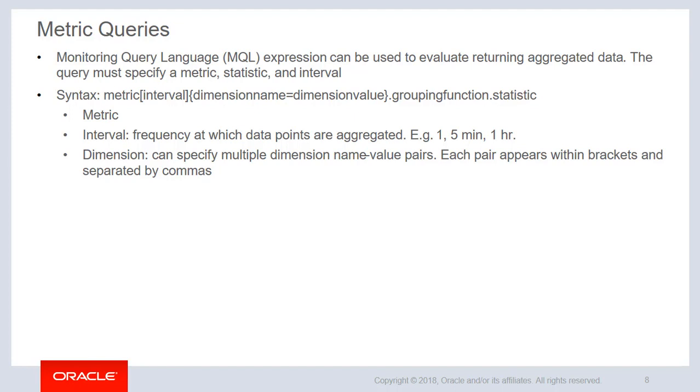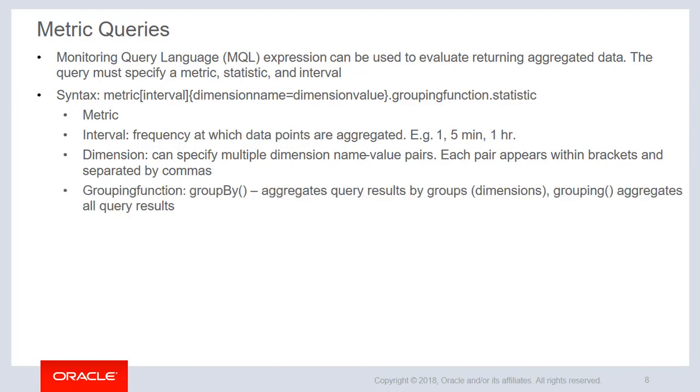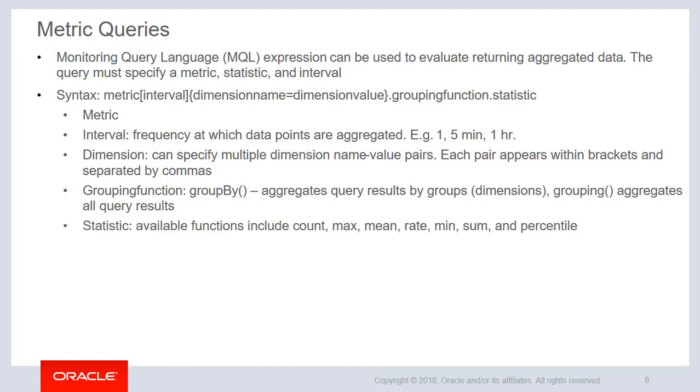There is something called a grouping function, and it has two values supported today. One is called group by, which aggregates your query results by groups. Let's say you have multiple dimensions, so it will group by as many dimensions as you have. And there's something called grouping, which aggregates all query results. It doesn't really matter if you have multiple dimensions, it will aggregate all the results. And then finally there is the statistic, which is the function that says whether you want to look at the max of the data, the mean, the sum, the percentile, etc.